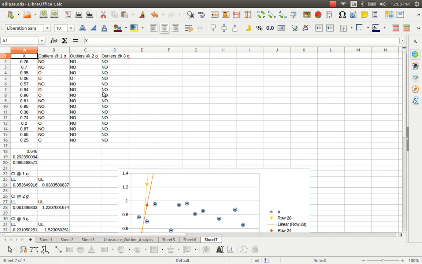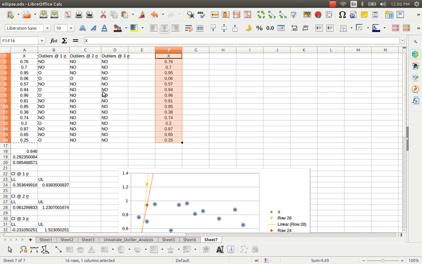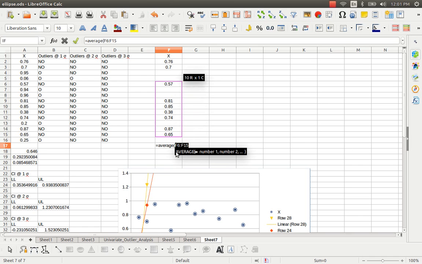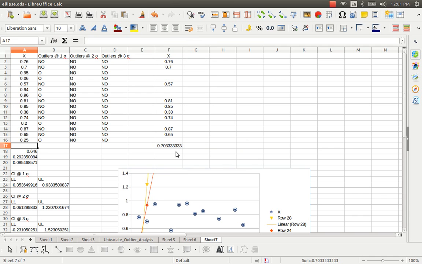First let me copy the actual data into a separate column, and now let me identify the outliers. We are going to perform the t-test at 1 standard deviation. So this is an outlier. Let me highlight the points that are identified as outliers through our calculations, and let me delete them, and I'll go for a fresh calculation for the average. That's all. So this is the new average, and this is the old average.